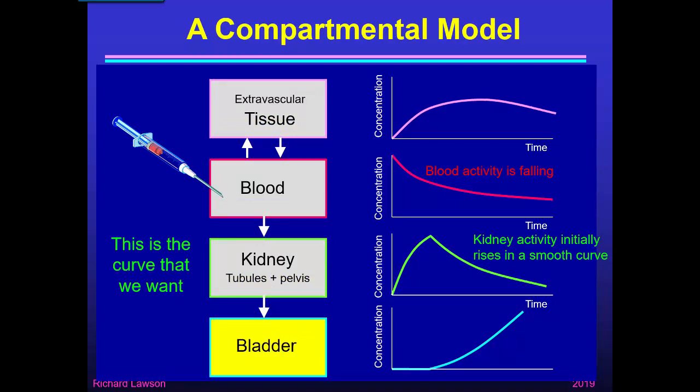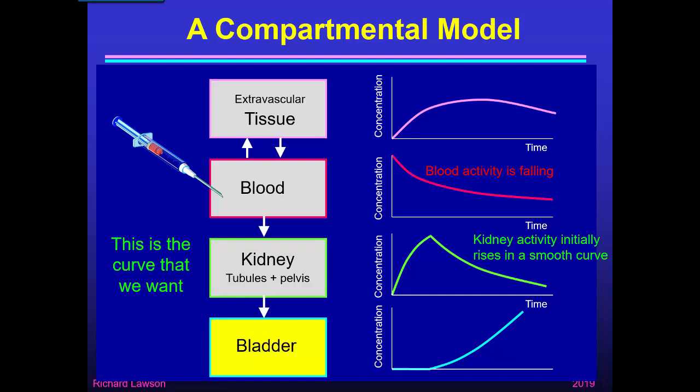Now the curve that we want from this is the kidney curve, representing activity in the renal tubules and pelvis. Notice that the blood curve doesn't form part of the renogram. Even blood in the kidney itself, in the renal artery and the renal vein, the activity in there has not been extracted into the kidneys. It's only activity that's been filtered or secreted from the blood into the tubules and pelvis that we're interested in for measuring kidney function. So it's the green component that we want.